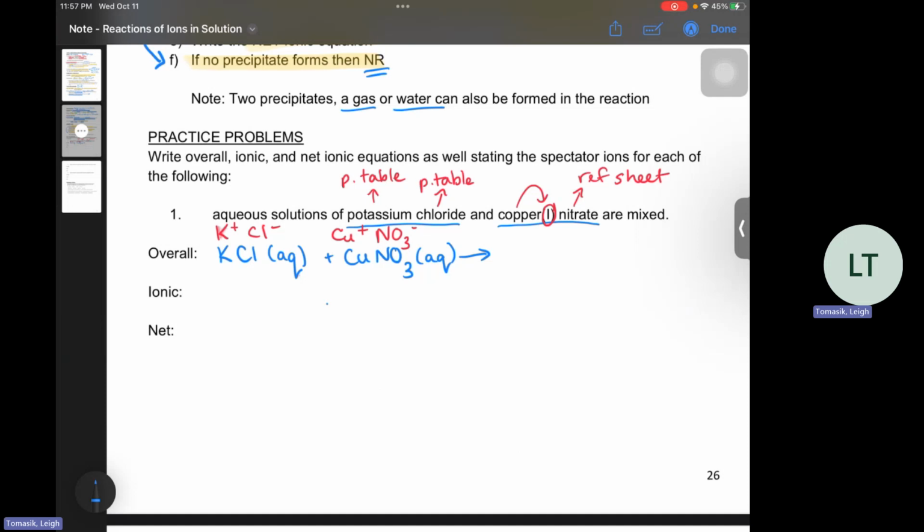Okay, so we know the potassium and the copper are going to change places. So we need to look up copper and chlorine and potassium and nitrate. Actually, we don't have to look up potassium and nitrate because we've done those before and we know all group 1 elements are soluble and all nitrate containing compounds are soluble. So this one's going to be aqueous. We're just going to look up the other one. That is copper chloride.